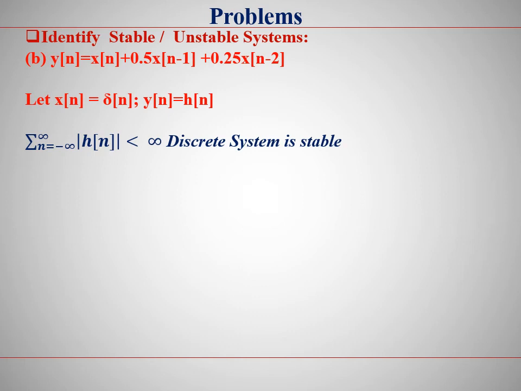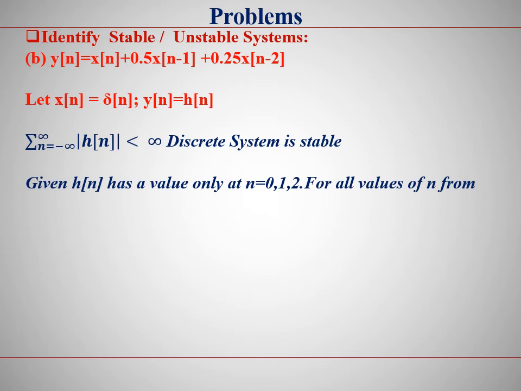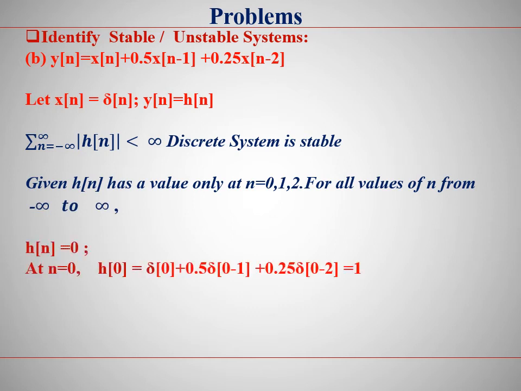We know that the requirement for stability is that the summation of h of n between minus infinity and plus infinity needs to be finite for the system to be stable. Since the system has values only at n equal to 0, 1 and 2, we will be analyzing only these three values, as only at these three values there will be a finite value. So, let us go on to see what happens at h of n equal to 0.